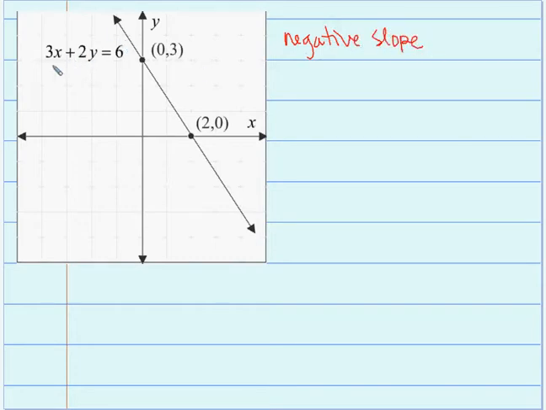Okay, this is the equation for the line. That's not important at this point, but that's the instructions for this line. This line was graphed here. And here are 2 points, 2 coordinates that were graphed and the line drawn through them.